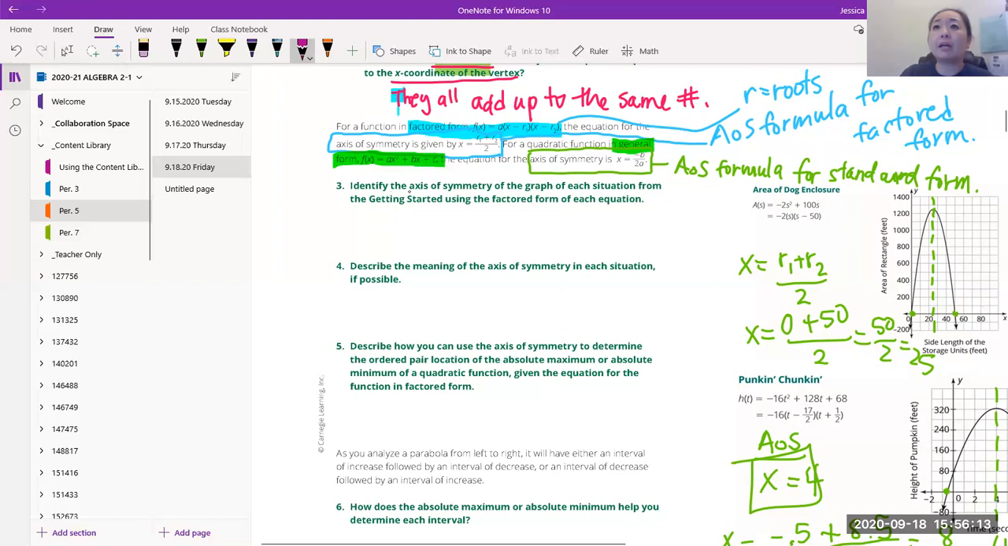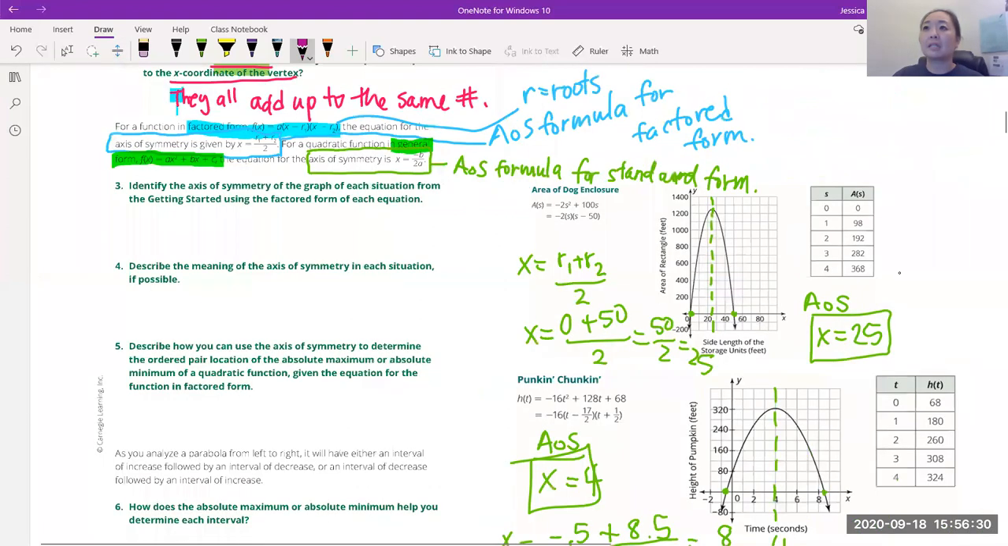Okay, and so we went back to this. I just pasted them over here because I didn't want to keep scrolling up and down. So this is on page 24, I believe 24 and 25. It's titled Getting Started. It has the area of the dog enclosure, remember we talked about this yesterday? If you weren't here yesterday, then you're not going to know. Look at that video.